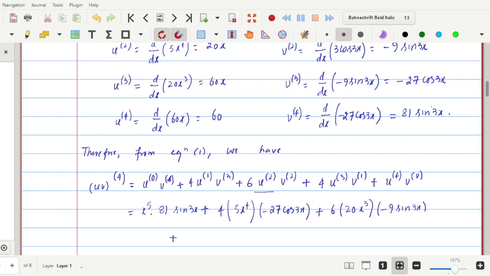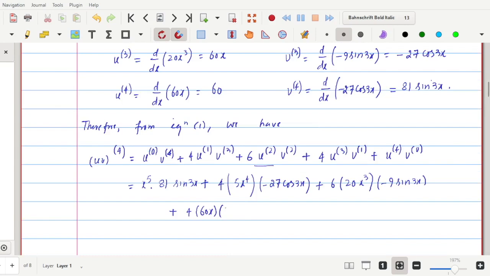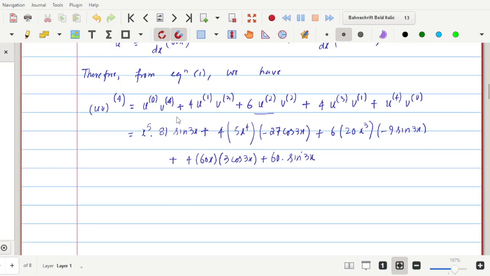Then plus 4, the third derivative of u, which we have computed above as 60x. Now here we have to multiply with the first derivative of v, computed above to be equal to 3 cos 3x. Then plus finally u4, the fourth derivative of u, that is 60, multiplied by the function v, the zero derivative of v, that is the function itself, sin 3x. So this is the fourth derivative of the product of u into v.